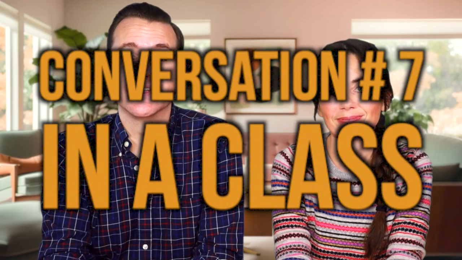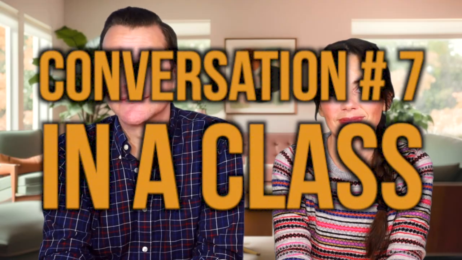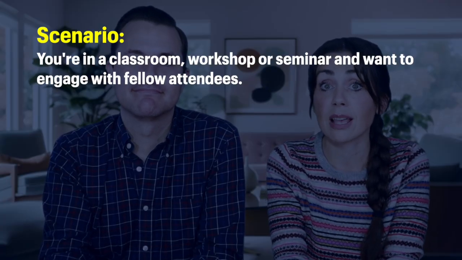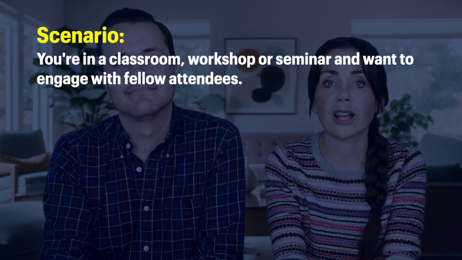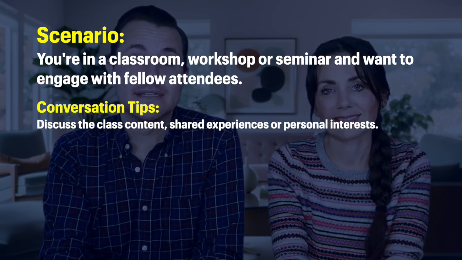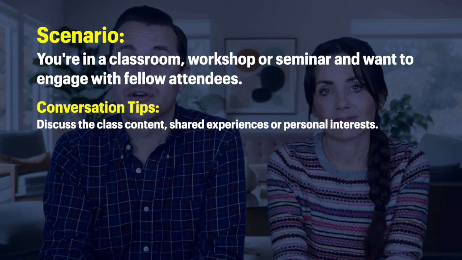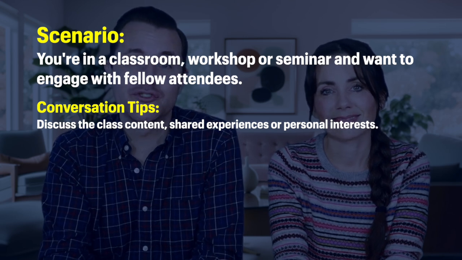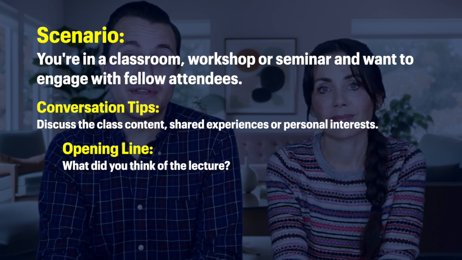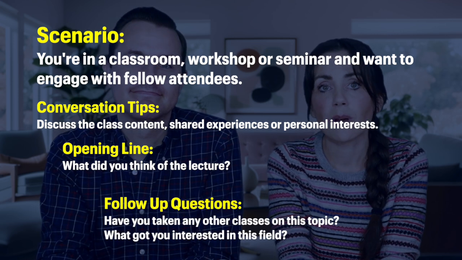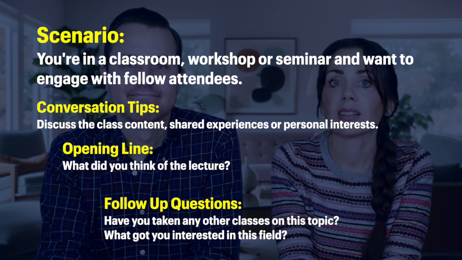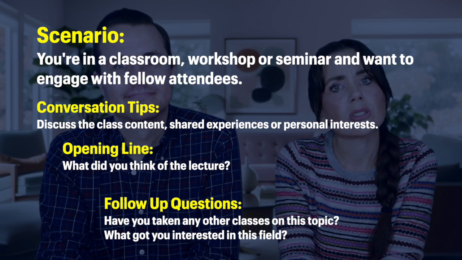Conversation number 7. In a class. The scenario is you're in a classroom, workshop, or seminar and want to engage with fellow attendees. Some conversation tips are to discuss the class content, shared experiences, or personal interests. For example, an opening line could be, "What did you think of the lecture?" Some follow-up questions could be, "Have you taken any other classes on this topic?" Or, "What got you interested in this field?"